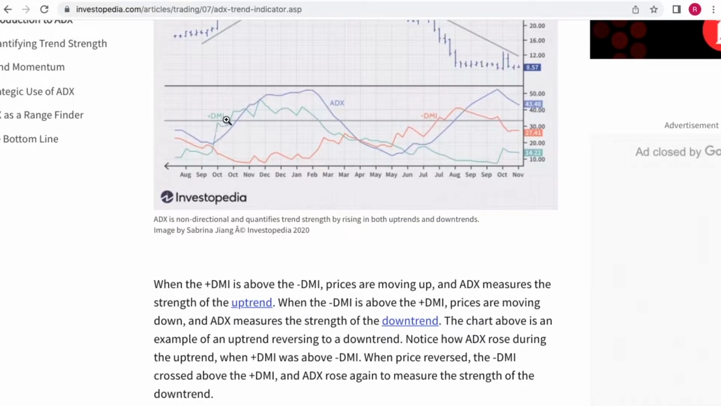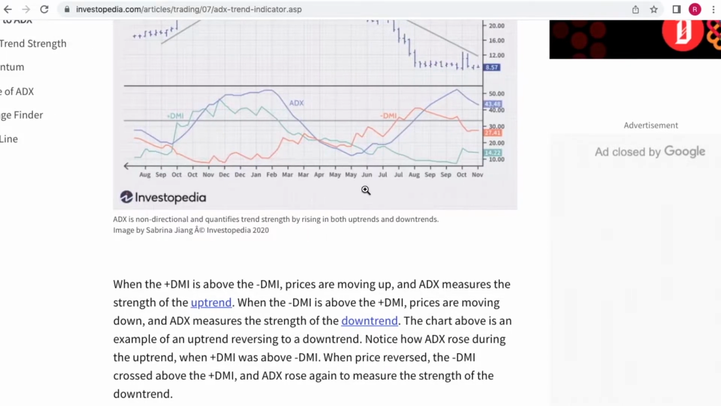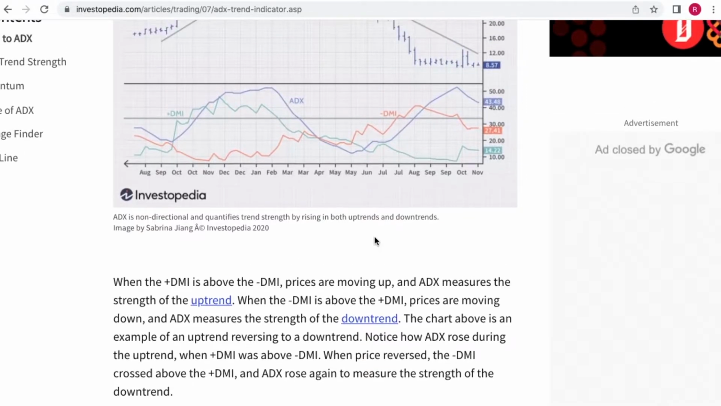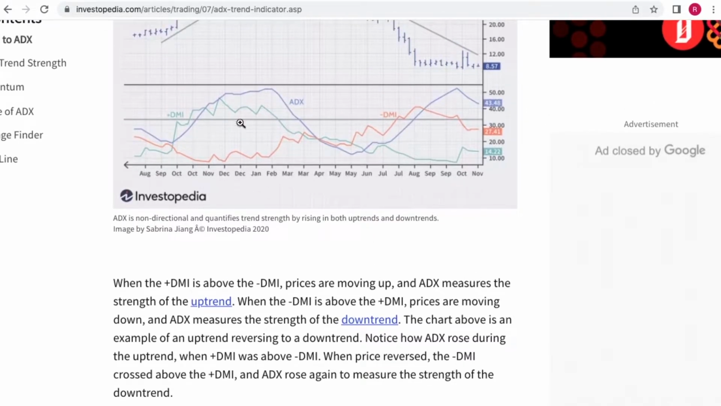So when the positive DMI crosses above the negative DMI, the ADX would measure the strength of an uptrend, while when the DMN or the negative DMI crosses above the DMP or the positive DMI, the ADX measures the strength of a downtrend. The reason why we're using a double exponential moving average over a traditional moving average is simply because it reduces the lag in charts greatly.